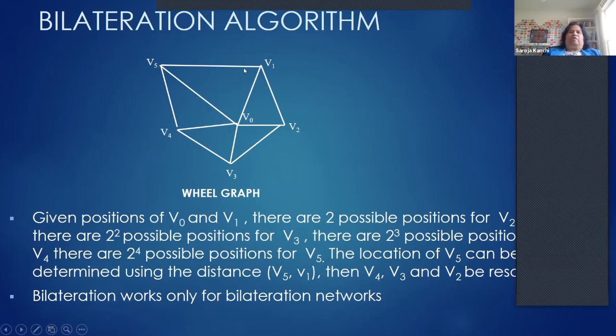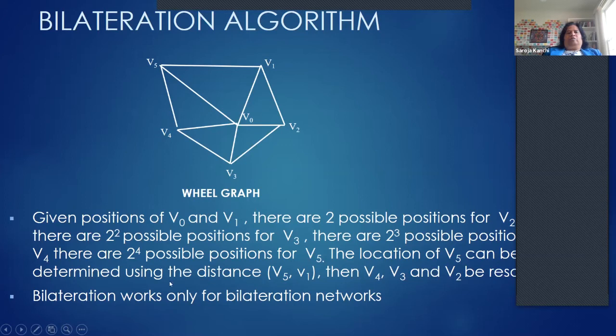But the minute I see the V5, V1 edge, I can then localize V5 immediately out of the 16 locations. I know which one is right because now it has this constraint in addition to its distance to V0 and its constraints coming off of the other 3. Therefore, once V5 is localized, I go back and localize V4 and V3 and V2, and we're all done. So wheels can be localized using bilateration.